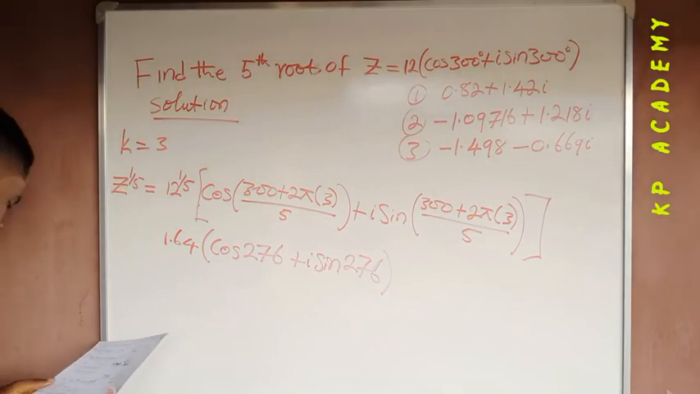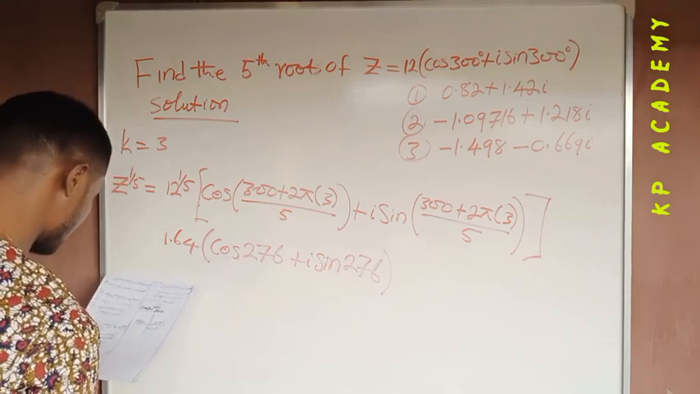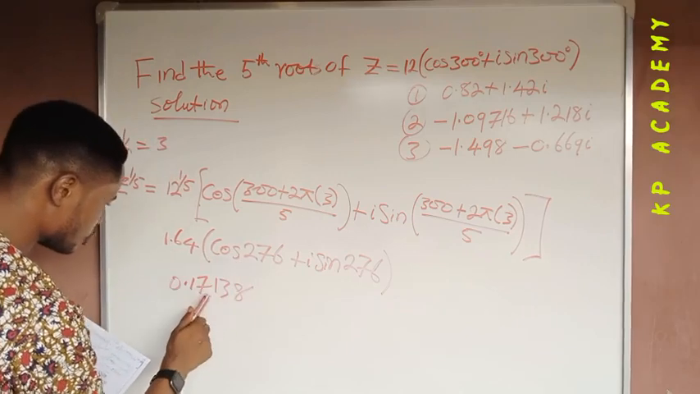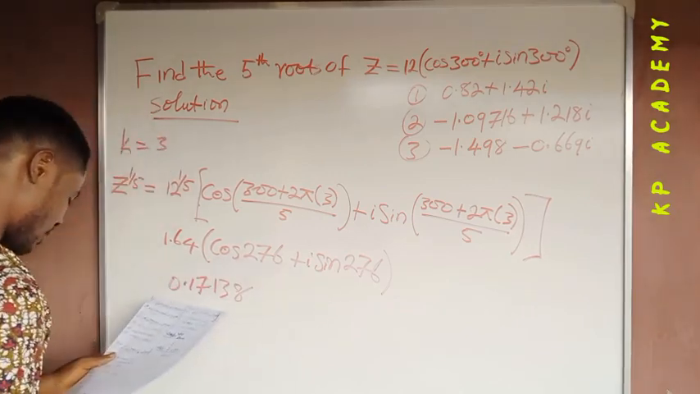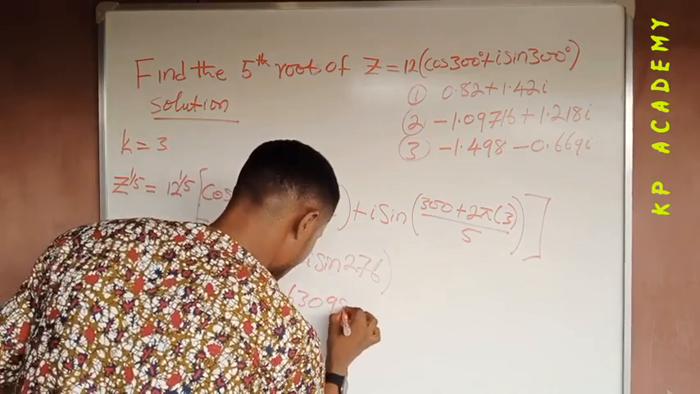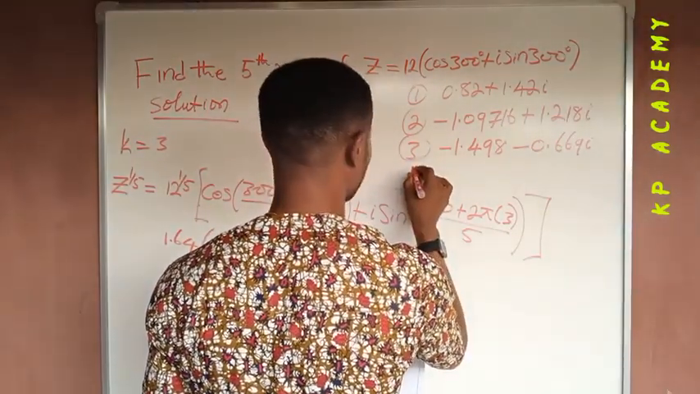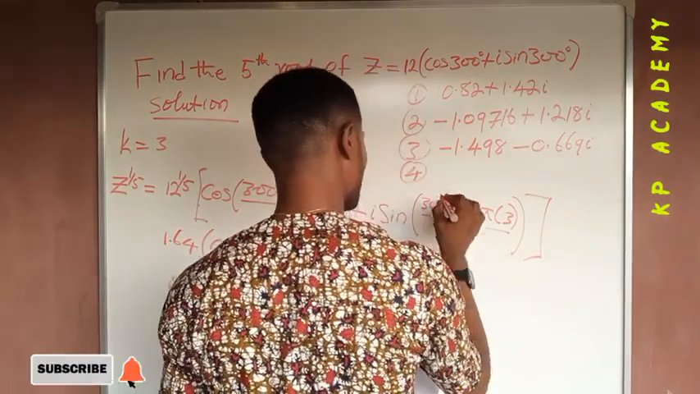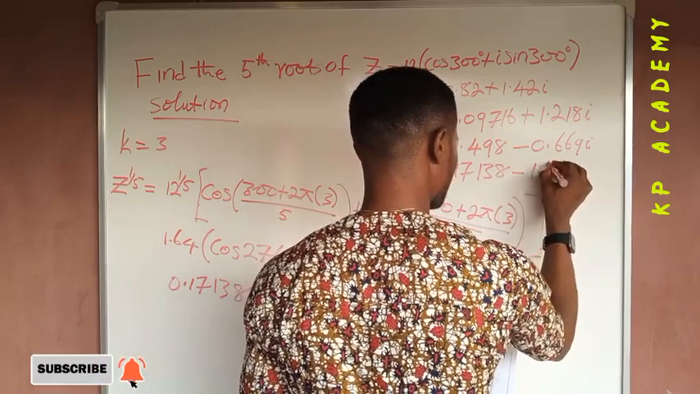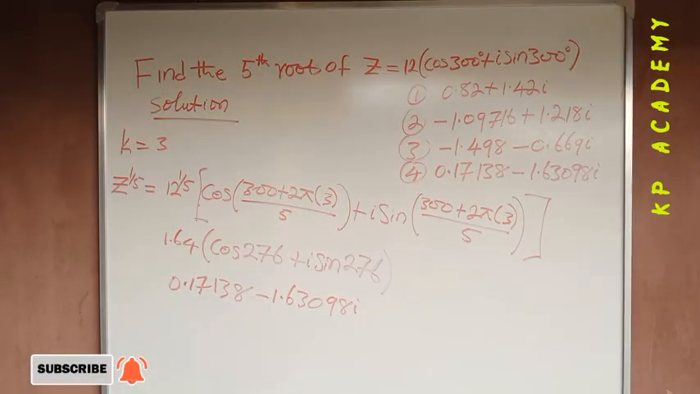So next thing now to be done is this 1.64 times cos 276, which will give us 0.17138. All right, so this times the whole of this, you should be able to have this. Now, this times this, you should be able to have minus 1.630 plus 98i. Okay, so this is the answer when k is equal to 3. So that is our fourth answer when k is equal to 3, which is 0.17138 minus 1.63098i. Alright? Okay, so the final one now will be when k is equal to 4.